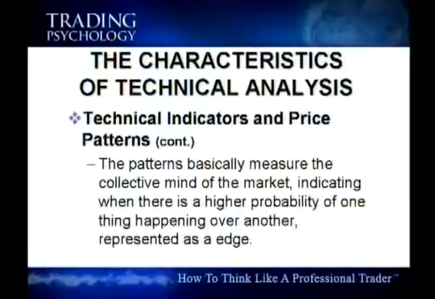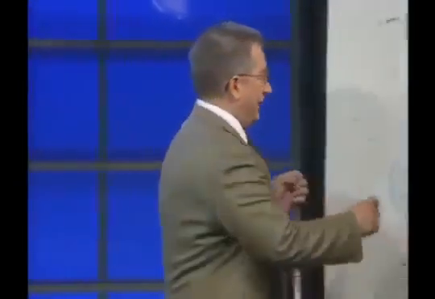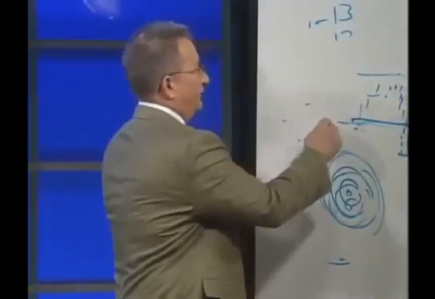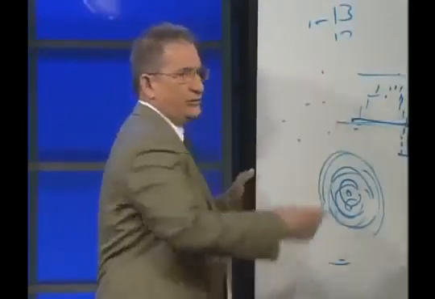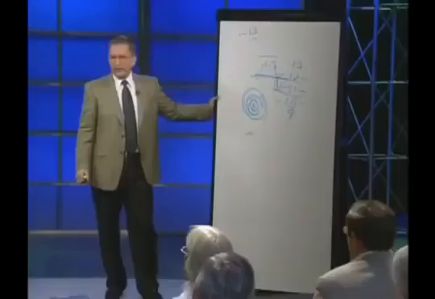The patterns basically measure the collective mind of the market. In other words, and I should have really emphasized this, the collective mind of the market. Not the individual minds, the collective mind. Meaning all of the actions, all of the beliefs, all of the agendas, all of the objectives are built into that next incremental price change from 11 to 12 or from 12 to 13. It's all there.